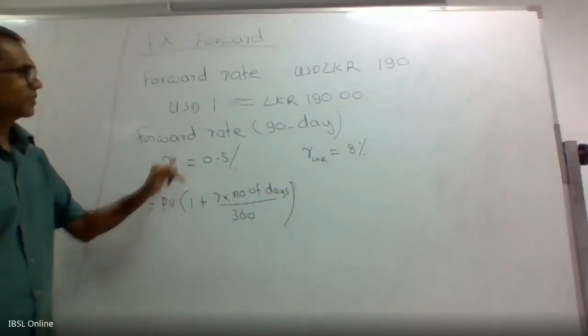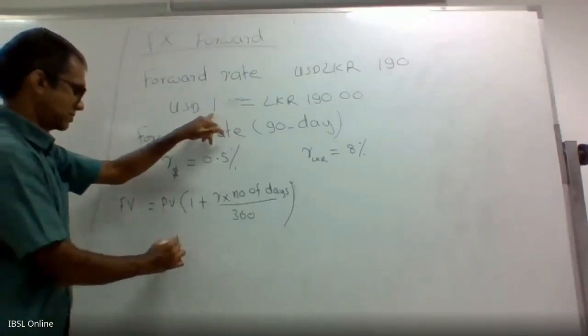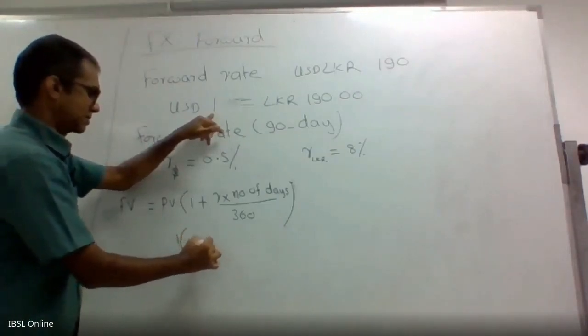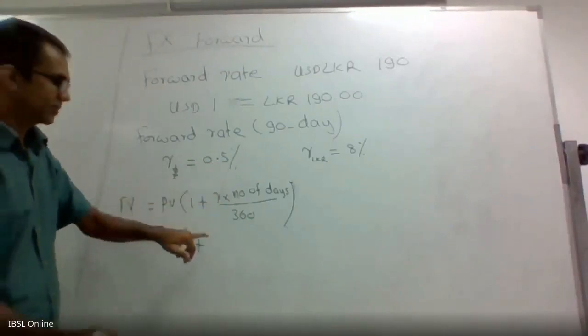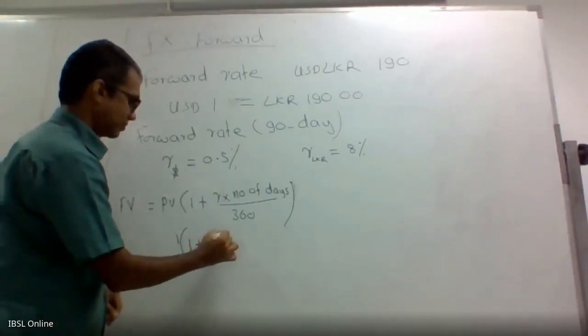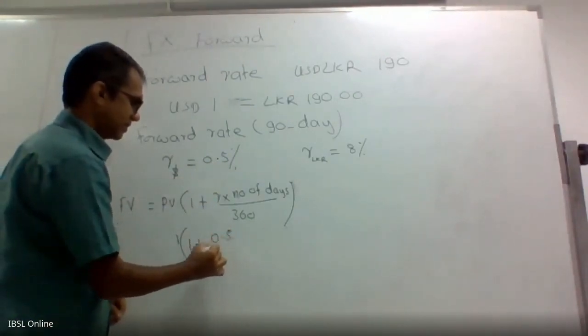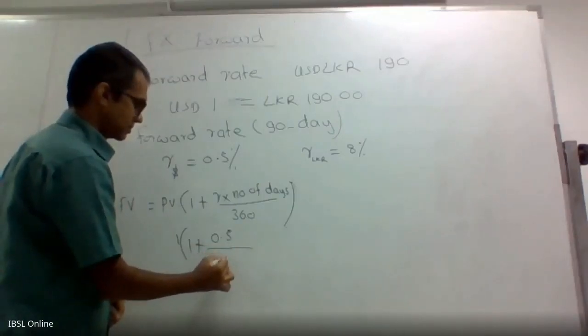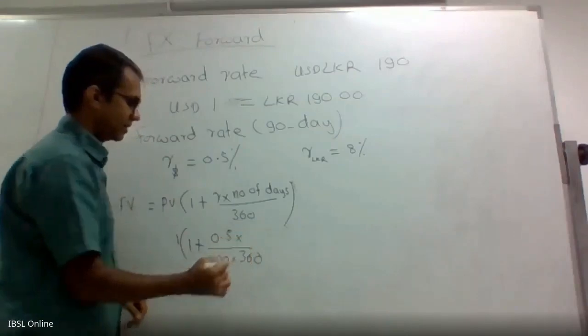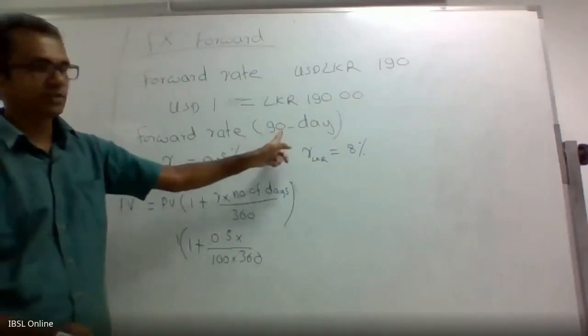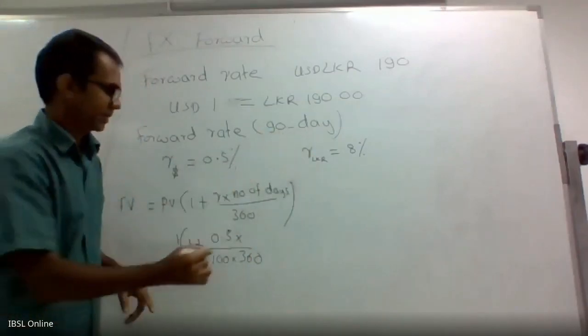So here present value is 1. 1 plus the interest rate is 0.5. Remember 0.5%, so we have to put 0.5 divided by 100. This 360 is also there. And we calculate this future value for a 90-day period.